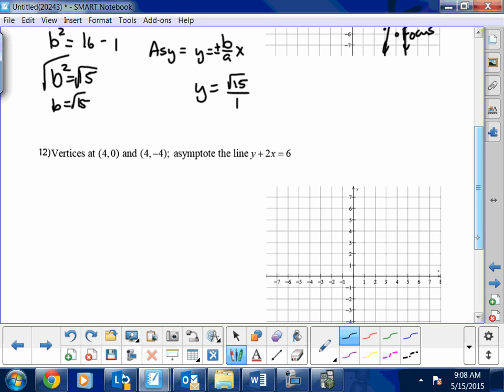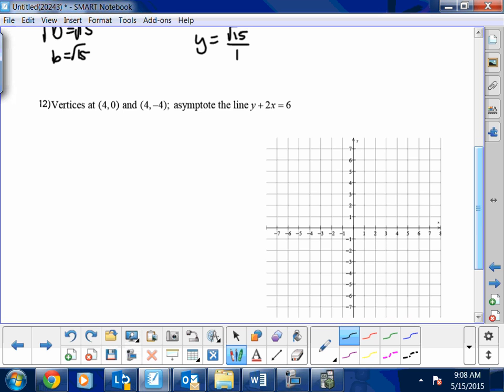Lovely. Now let's do the next one, vertices and an asymptote line. So that means that this one is probably going to be another hyperbola. So let's draw the vertices first of all. 4, 0. 4, negative 4. Okay, if this is the case, that means that this needs to be the center because of where it's at. And then we have the line y is equal to 2x.